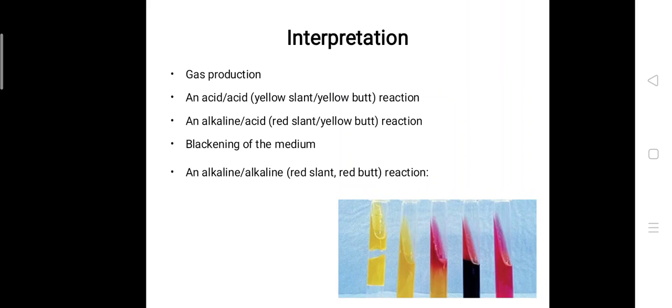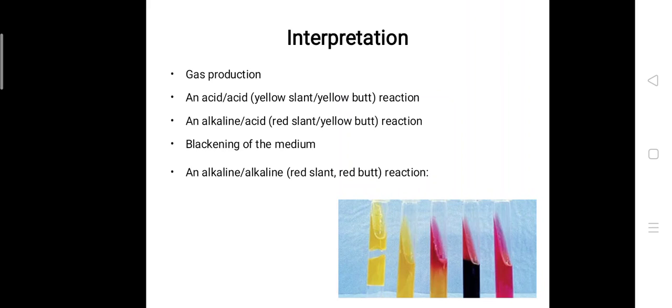Now the next one, in the third tube, you have an alkaline reaction, and as you can see here clearly, you have a red slant and a yellow butt. This is indicative of dextrose fermentation only. This means that only one kind of sugar has fermented, only one kind of sugar fermentation took place. That is why you have got a red slant and a yellow butt.